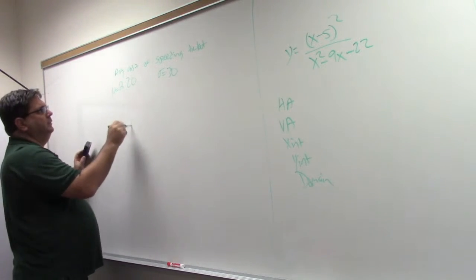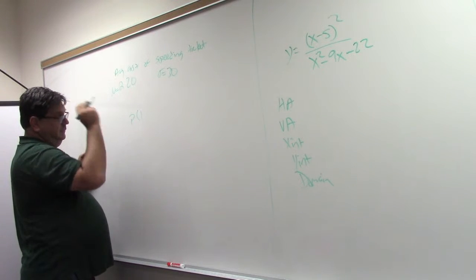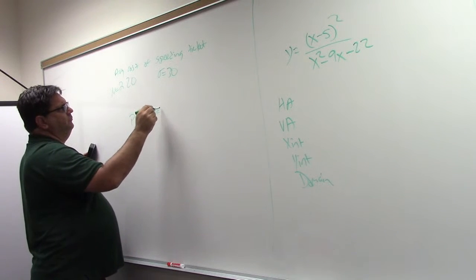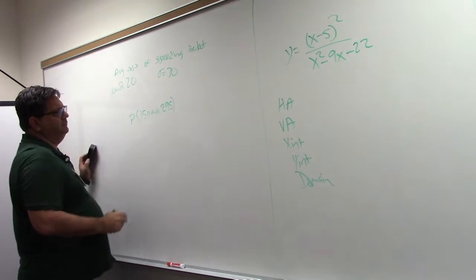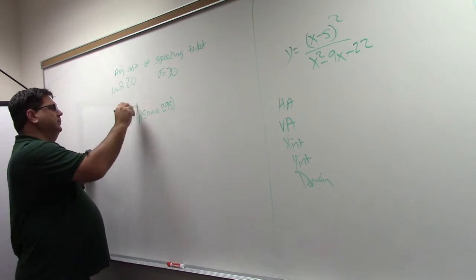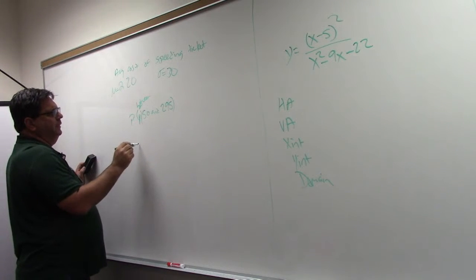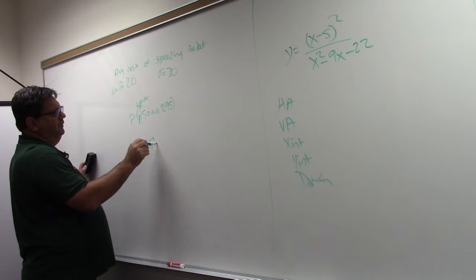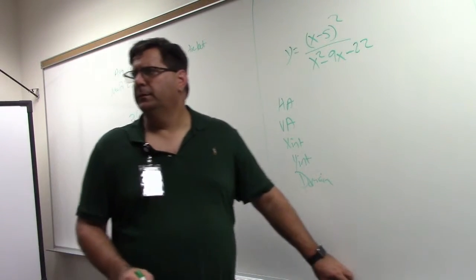Let's go between 150 and 295. Between 150 and 295, let's find the top 5%. Go.